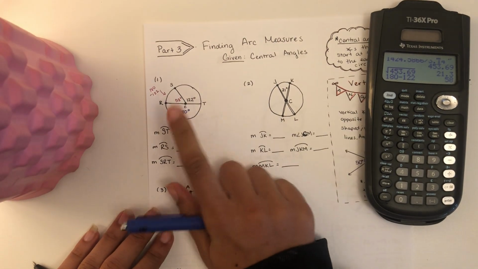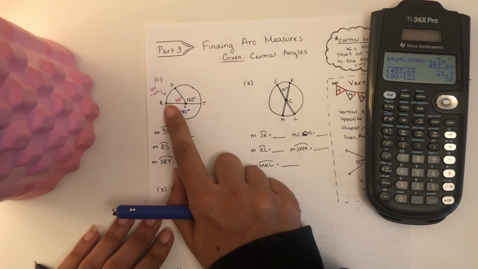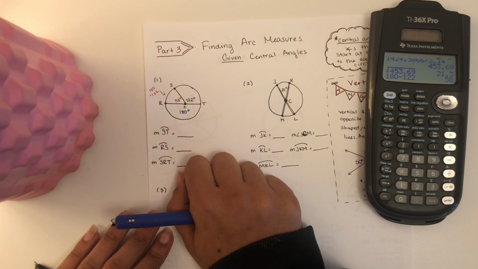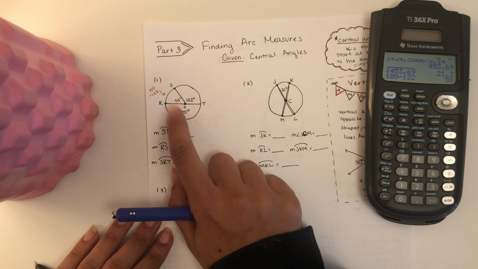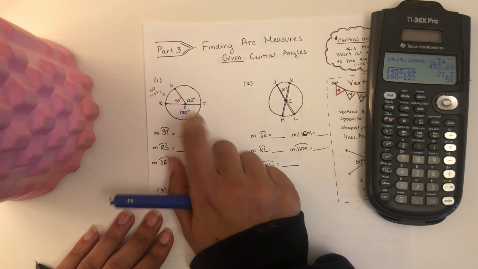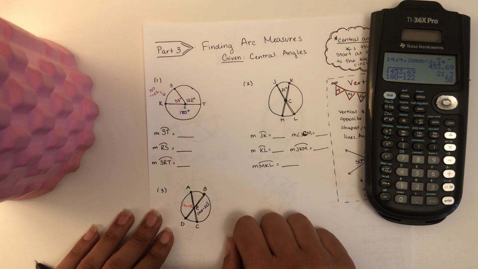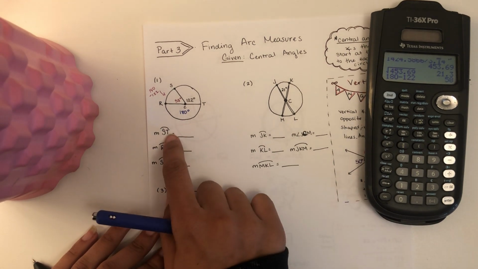180, right? A couple of things you can do to figure that out. It's just a straight line, which means it's 180 degrees. Or if you did 360 minus 58 minus 122, you get 180 because the angles in a circle add up to 360. Cool.